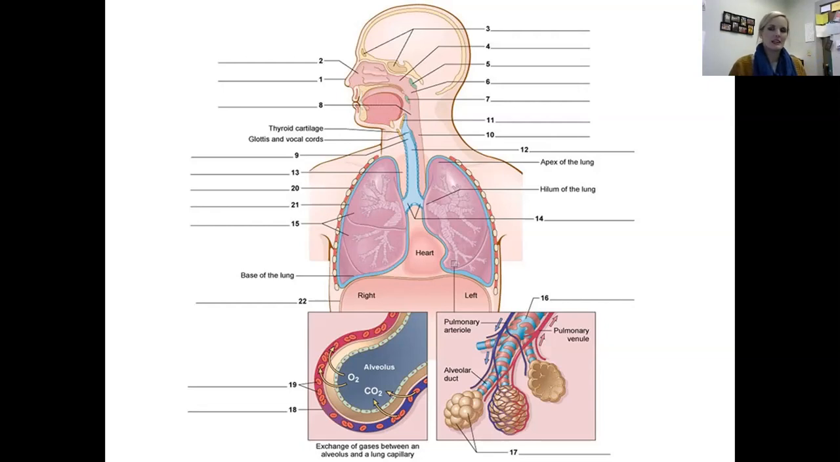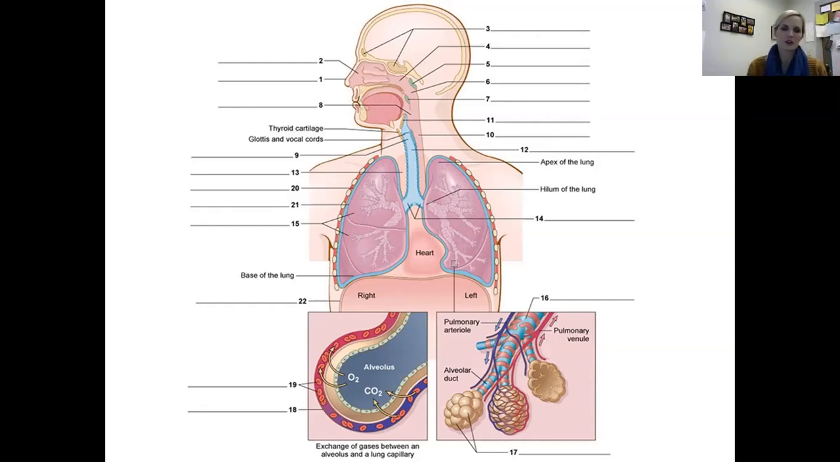All right. Number 14 is where the trachea is going to branch off and enter into each lung, and that is referred to as the bronchi. So where those branch off, bronchi, B-R-O-N-C-H-I, bronchi. So we've got a left and right bronchi, so number 14 is pointing to both of them.